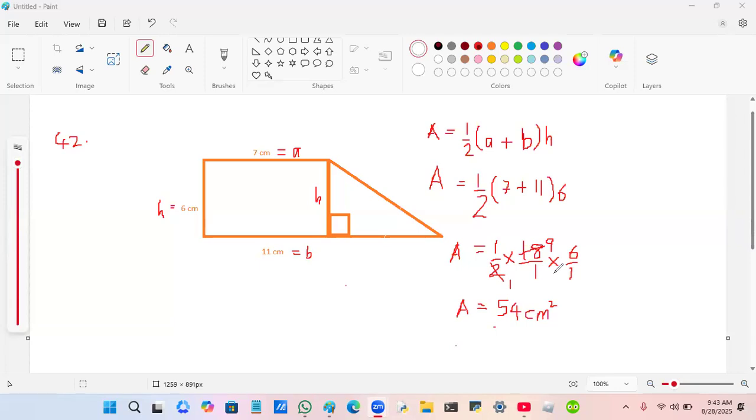Please write this down in your book. That's the answer for number 42. There's no 54. If there's no 54, does that mean that I'm wrong? You should know by now that the book can have typos. So just write down what you see.